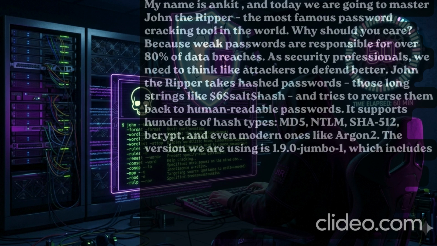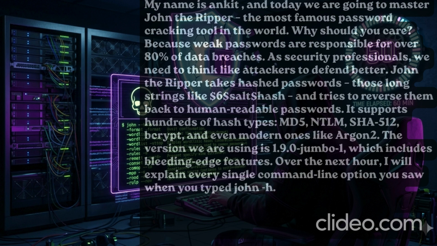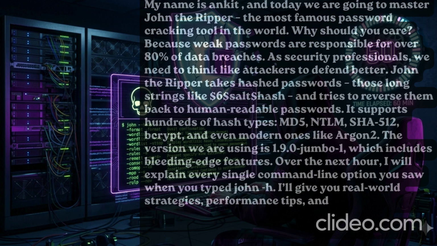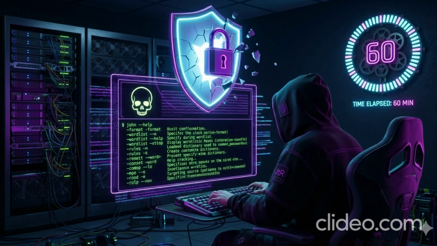It supports hundreds of hash types: MD5, NTLM, SHA-512, bcrypt, and even modern ones like Argon2. The version we are using is 1.9.0 Jumbo, which includes bleeding-edge features. Over the next hour, we will explain every single command-line option you saw when you type john -h. I'll give you real-world strategy, performance tips, and warnings. By the end, you will be able to design a professional password audit like a seasoned penetration tester.